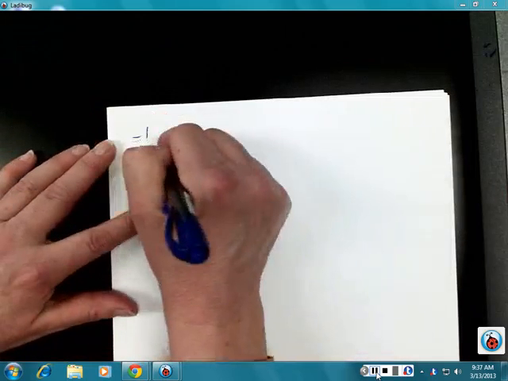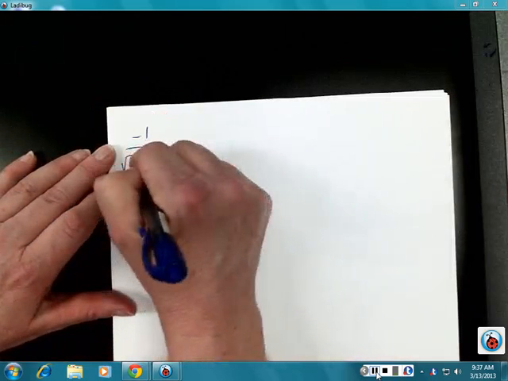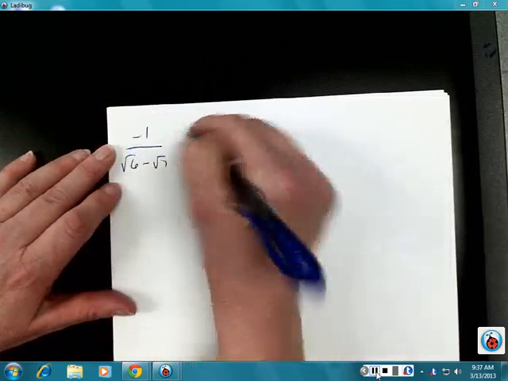A lot of the ones they give you in the practice are not ones that you have to foil with. They are basically ones that do not have that. So let's do this one. Negative 1 all over the square root of 6 minus the square root of 7.